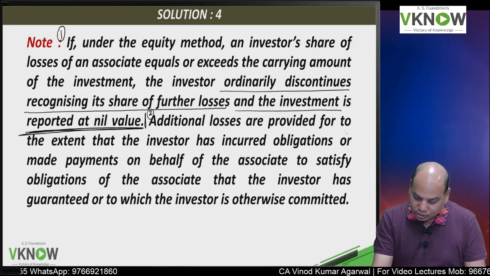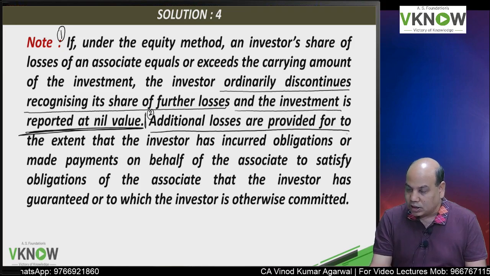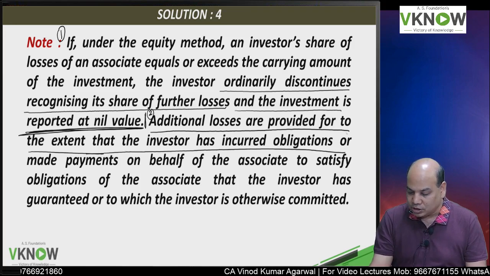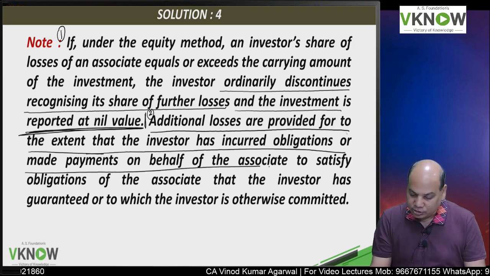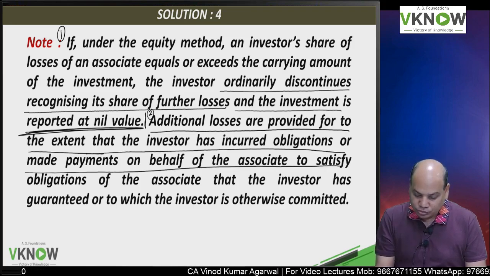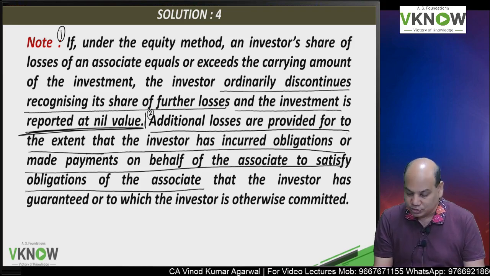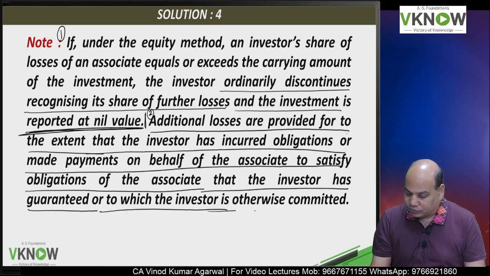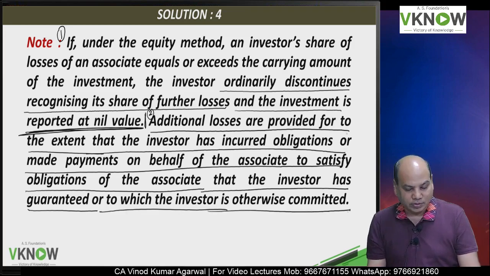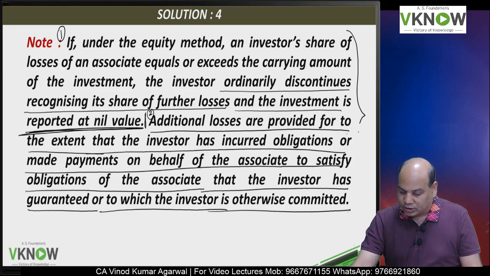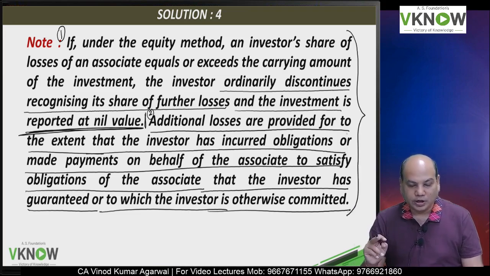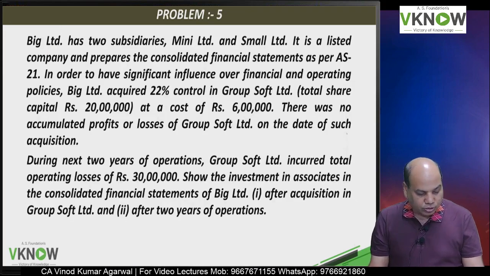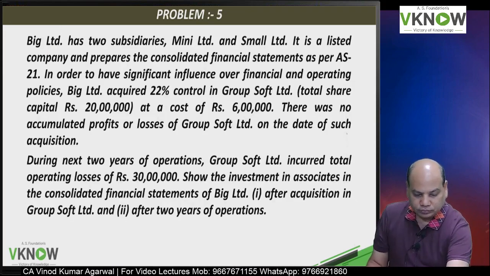Second note you will write below: additional losses are provided for to the extent that the investor has incurred obligation or made payment on behalf of the associate to satisfy the obligation of that associate that the investor has guaranteed or to which the investor is otherwise committed. So this note you have to write in case you are getting a negative balance but you have taken 0 value. We'll go to question number 5 now.